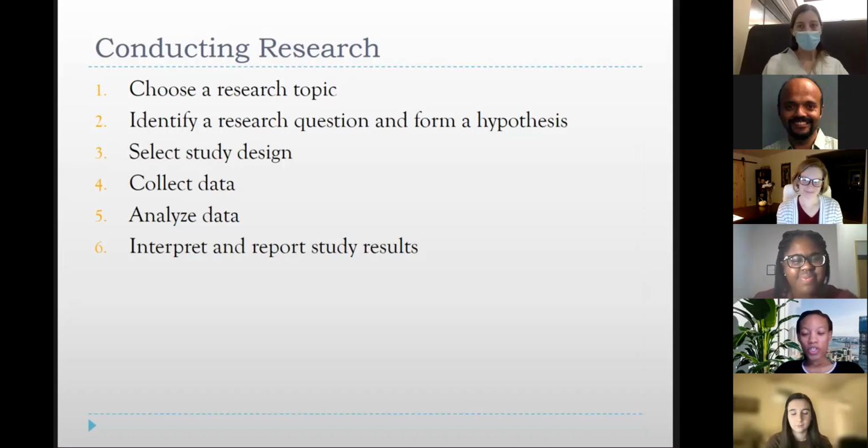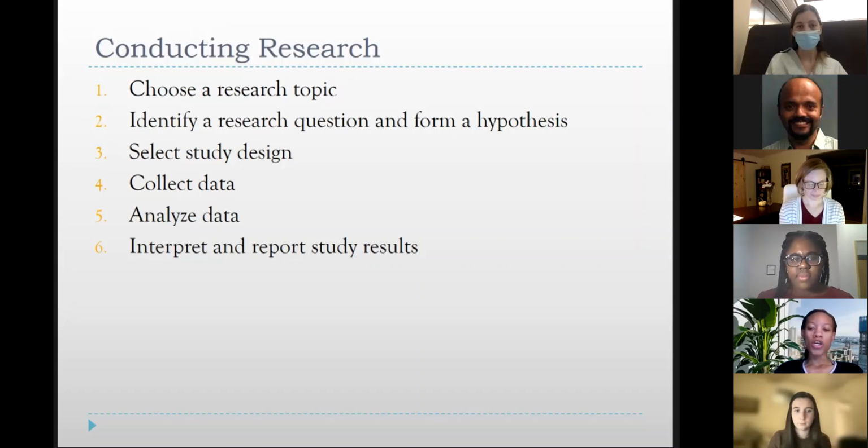So usually when you're doing those steps, you go through and perform a literature review, you make observations while you're in the clinic, as well as talking with other experts and your colleagues to help you narrow down a topic and figure out where there are some gaps in the literature or information that's needed. And this can help you with determining your study subjects as well.